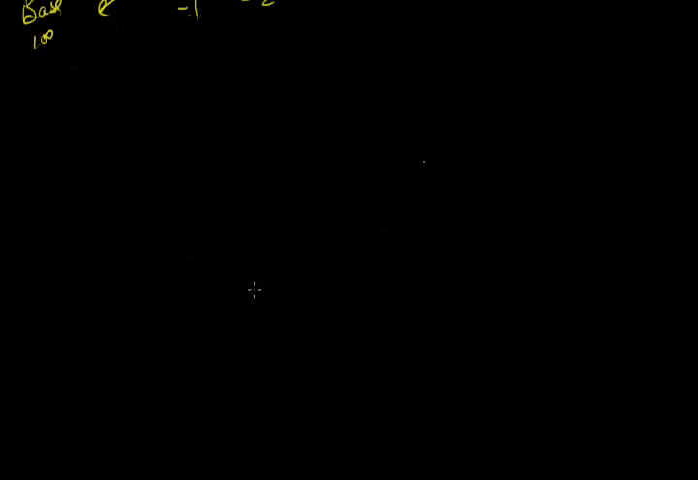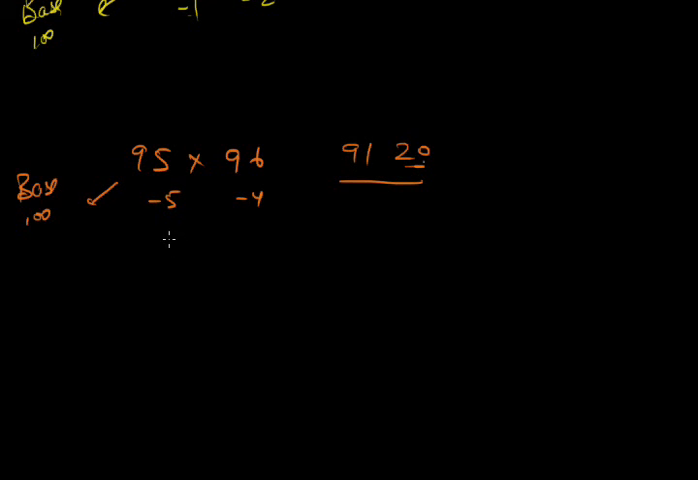Let me give you more examples. 95 into 96. Again the base is 100. Now this is 5 less than 100 and this is 4 less than 100. 5 4s are 20. We utilize 2 places here because the base is 100. Now 95 minus 4 or 96 minus 5, either way we can do. 95 minus 4 is 91. 9120 is the answer to this problem.